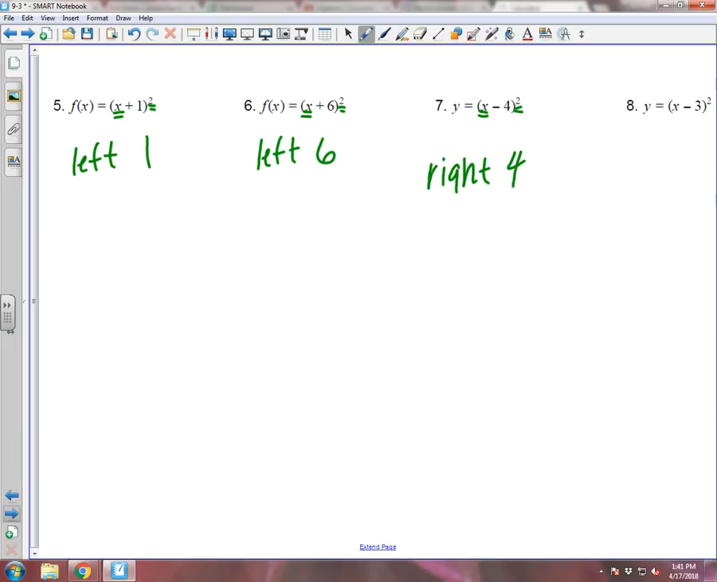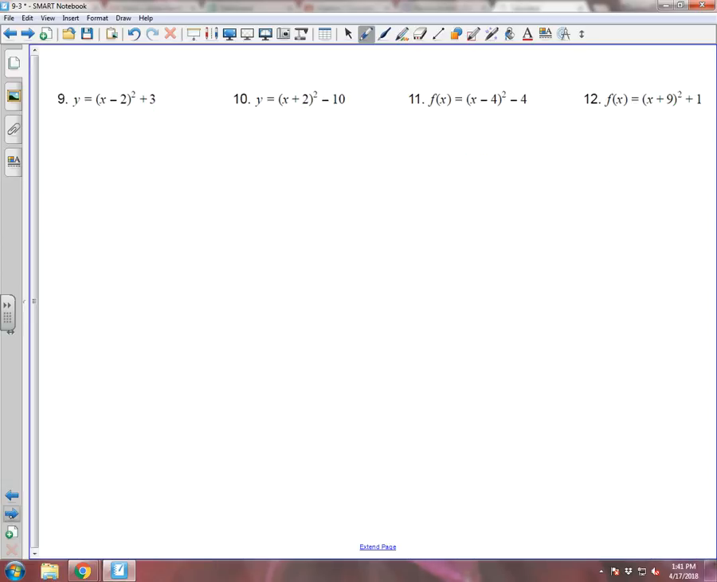So I want you to notice, folks, up, down, left, or right depends. Is it off to the side or is it inside the parentheses with it? How about this parent? What's happening to this parent? Right 3. Okay. So now the bottom row is we're going to combine them all. You're going to have more than one thing happening. Okay, so does everybody see the parent?